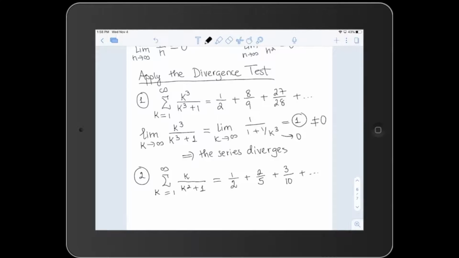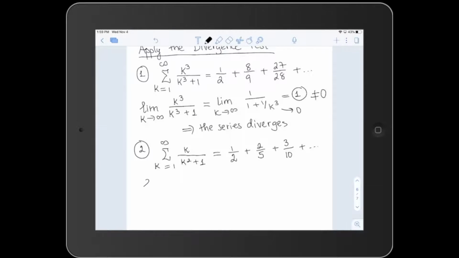Well, let's go ahead and apply the divergence test. And the problem says apply the divergence test. So the limit as k goes to infinity of this expression here, k over k squared plus 1. What is the limit for this expression? What do you guys think? Finding the limit, and then we'll come up with some sort of decision. This is a simple calculus 1 problem. What's the limit?